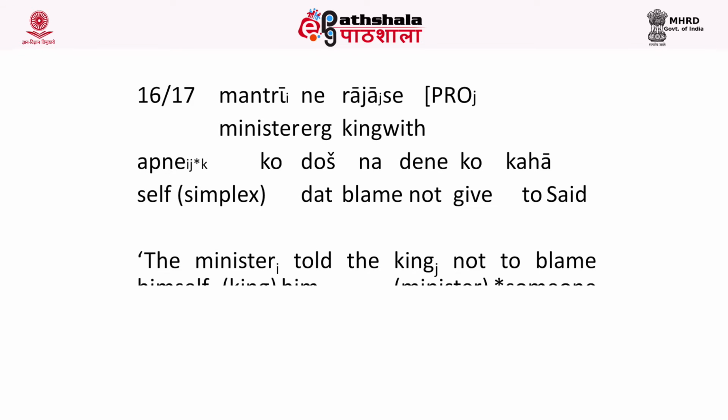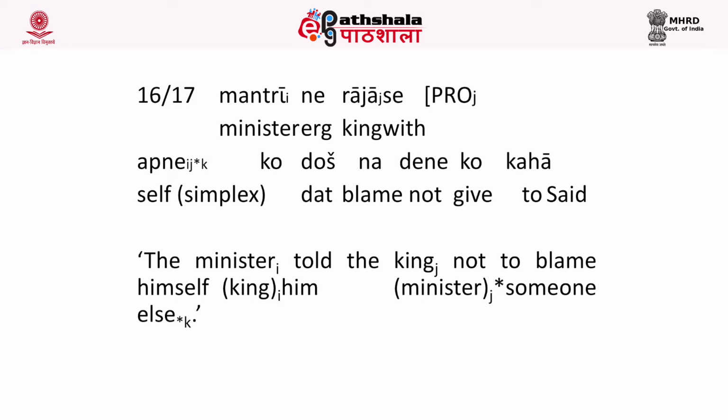Why this sentence? Why can the anaphor be co-indexed either with the pro, the embedded subject, which in turn is co-indexed with Raja, the matrix indirect object, or Mantri, which is the matrix subject? Because apne ko is a simplex anaphor. A simplex anaphor permits long distance binding as well as local binding, provided your embedded verb does not have any verbal clitic. Here, dena, give, does not have any verbal clitic.